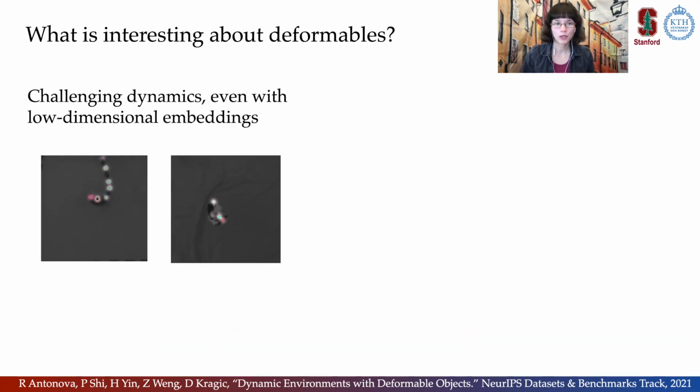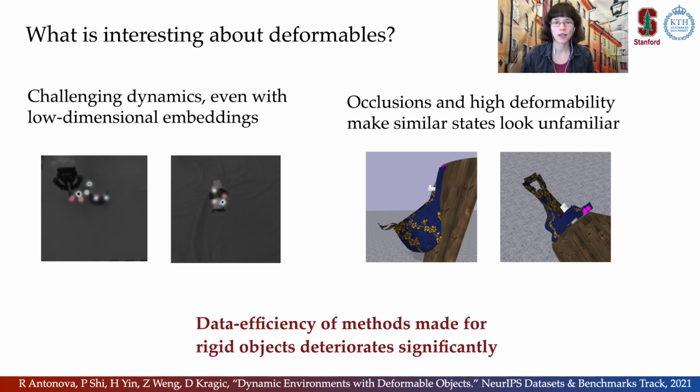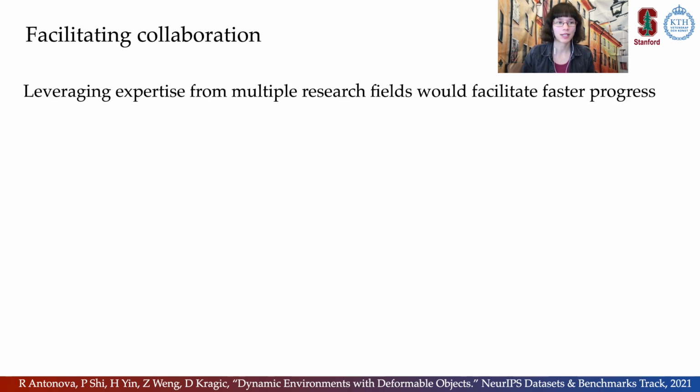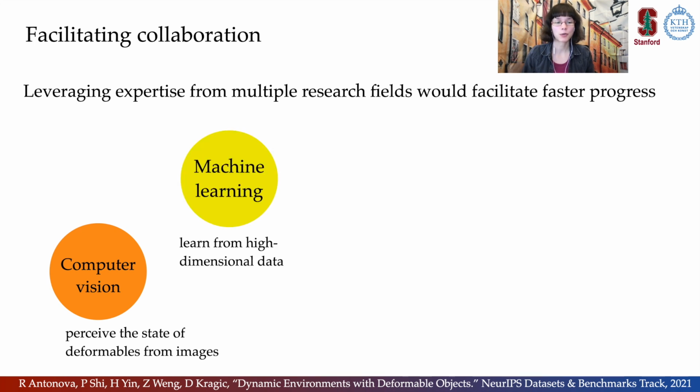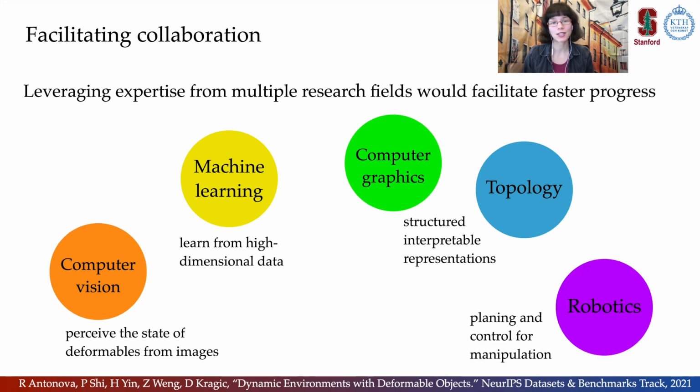Even if we learned a low-dimensional embedding for the state, the challenging dynamics in it would remain, and occlusions and high deformability would make similar states look unfamiliar, so data efficiency of methods that are made for rigid objects can deteriorate quite significantly. So we're interested in leveraging expertise from different fields, like from computer vision, perceiving the state of deformables from images, from machine learning, using learning from high-dimensional data. Computer graphics and topology can bring in structured and interpretable representations, and robotics can bring in planning and control for manipulation.